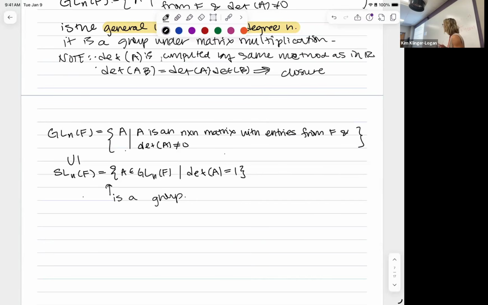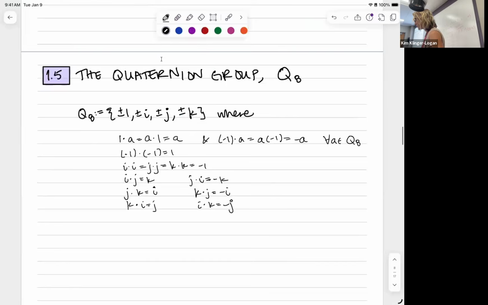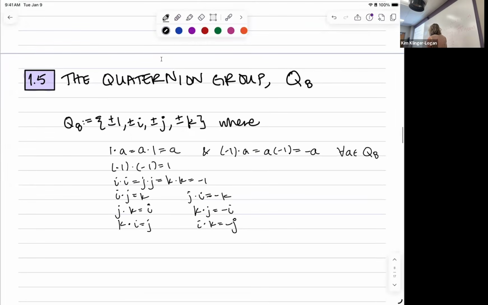Okay. The last major example that shows up in one of these sections is the quaternion group, which your book denotes with Q8. There's one example that has you show this, but how they define the quaternion group is a little bit messy. It's just an 8-element group, and it has these 8 elements, plus or minus 1, plus or minus i, plus or minus j, plus or minus k, but they have to obey a bunch of different relations.